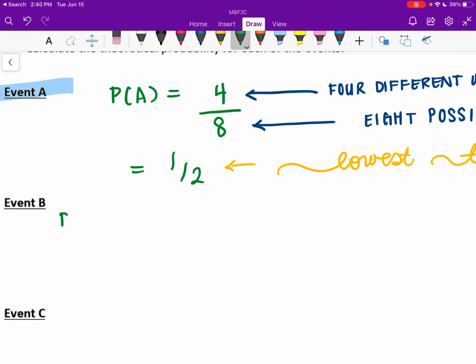So then part B, or probability of B, you try doing them yourself. How many ways can we get event B? How many ways can we get event C? Solve them yourself and then come back and watch this.